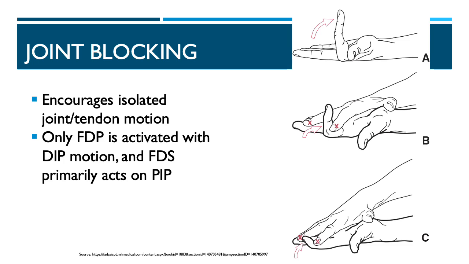So for DIP blocking, that would be picture C. You would hold over the middle phalanx and ask the patient to flex actively. So only the FDP is activated. In B, you can see the person is holding over the proximal phalanx, so only the PIP is moving. So that's primarily FDS activating there. So depending on what motions or what muscles you want, it can be better to have specific exercises to target those.